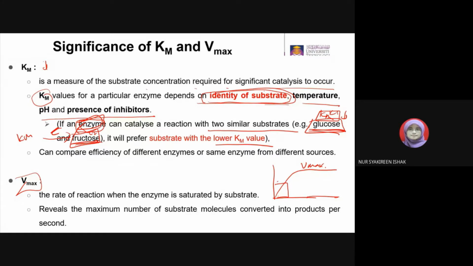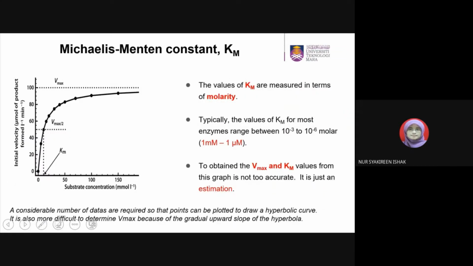Okay, so Vmax is the rate of reaction when the enzyme is saturated with substrate, and it reveals the maximum number of molecules converted into product per second. So this is the graph. The value of Km is measured in terms of molarity because Km is actually a substrate concentration. Km is the substrate concentration at half of the maximum velocity. So that's why Km is measured in molarity. It is the substrate concentration at half Vmax.